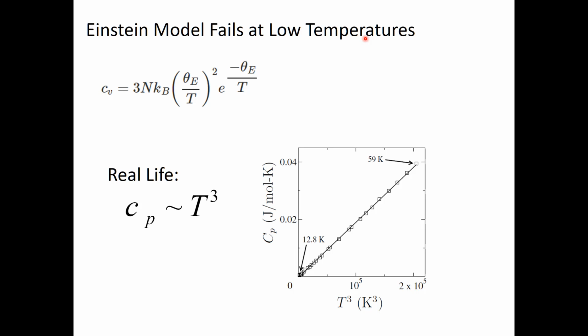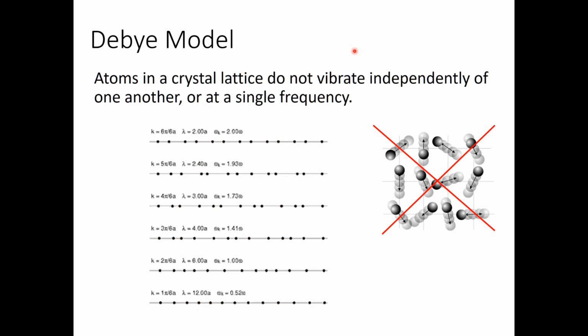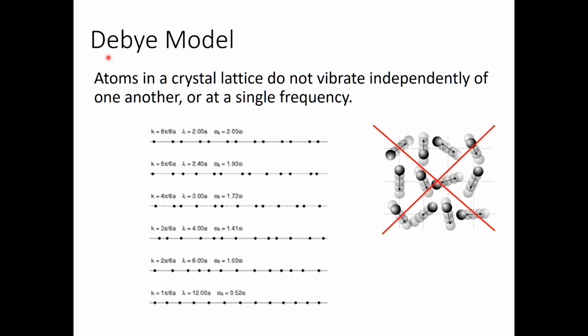Well, maybe we shouldn't be that surprised, because the assumption in the Einstein model was kind of crazy, right? We were assuming that all the atoms vibrate at only a single frequency and have no interaction with their neighbors. But in reality, atoms aren't like that, right? Atoms in a crystal do not vibrate independently of one another or at a single frequency.